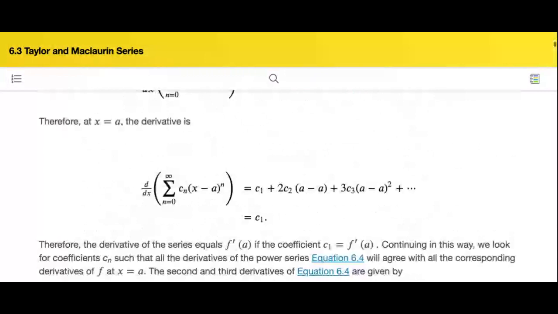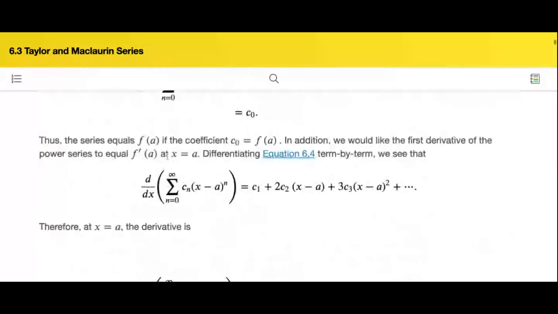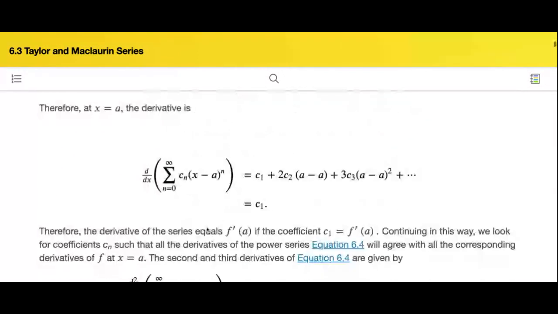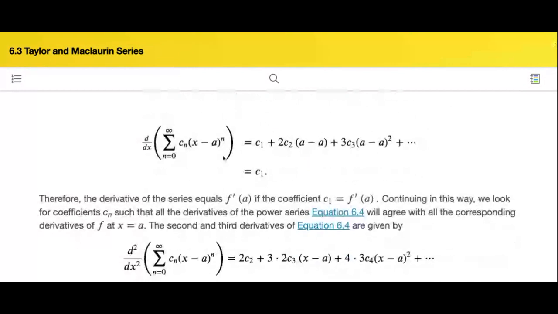You see, if we take a first derivative, first order of derivative, what do we get? At A, at the center, we just get C1, right? Because the rest of the terms, A minus A goes to 0. Similarly, let's see C2. So this is the first order derivative. So when we take a derivative of this power series, first order, we just get C1.